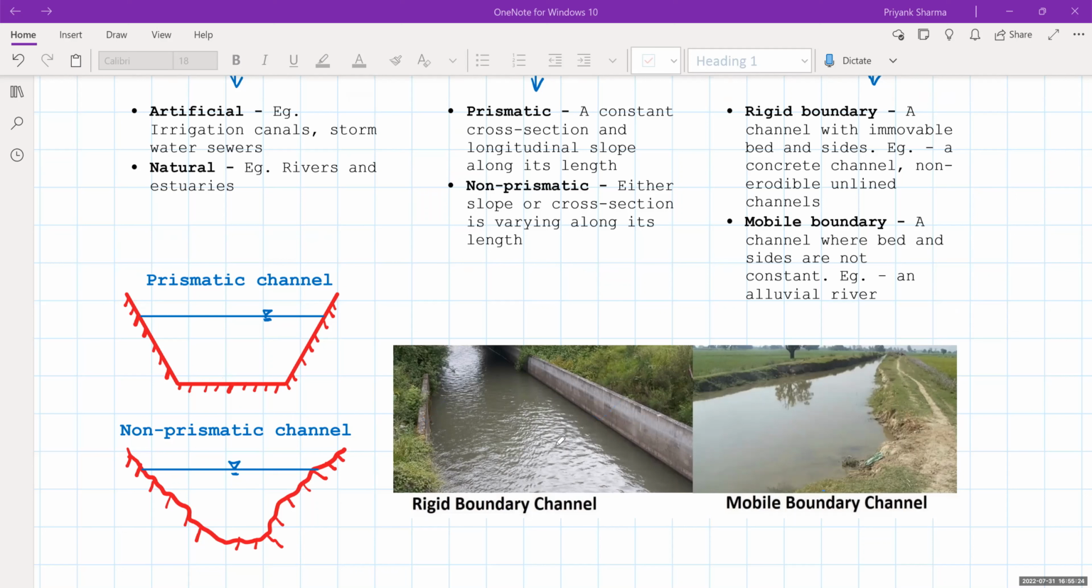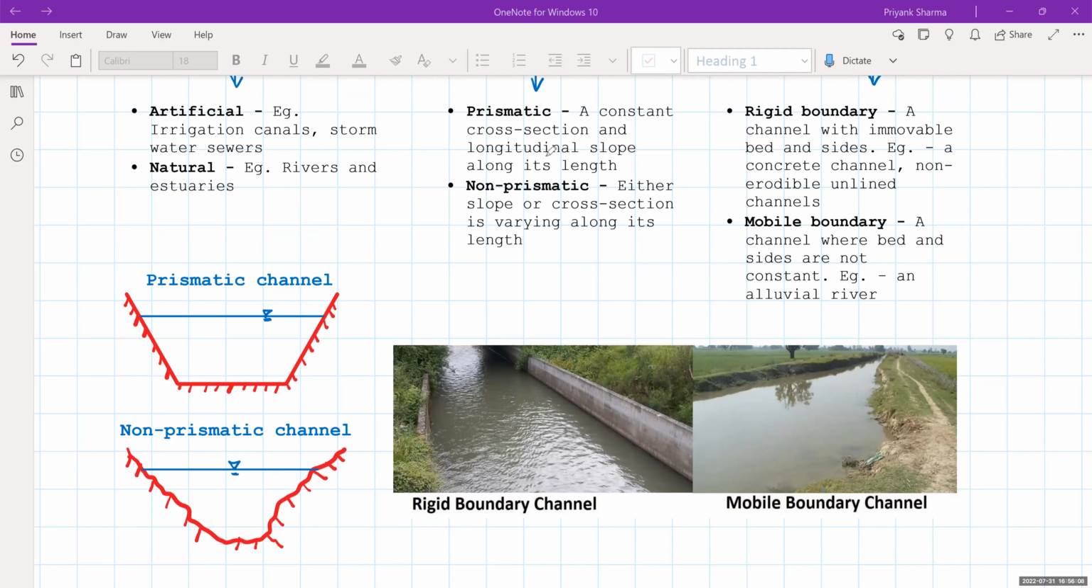Sometimes there are non-erodible unlined channels. The channel may be unlined, but it is flowing in equilibrium such that it won't erode the sides and the bed. That could also be due to the presence of vegetation, and also the flow may not be large enough to erode that material. A mobile boundary channel is a channel where the bed and sides are not constant. That is the case in an alluvial river. An alluvial river is more of a clayey and silty nature. There the bed and sides will constantly change and move, so from one location the particles are transported to other locations. That is called a mobile boundary channel. So these are the basic classifications of channels.